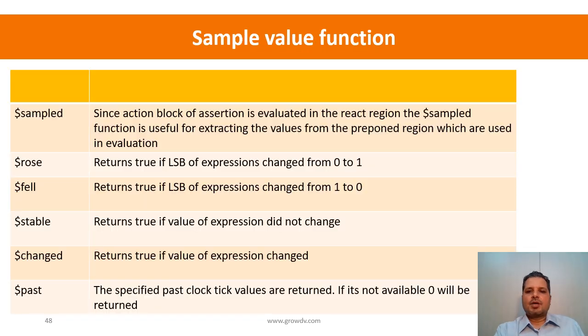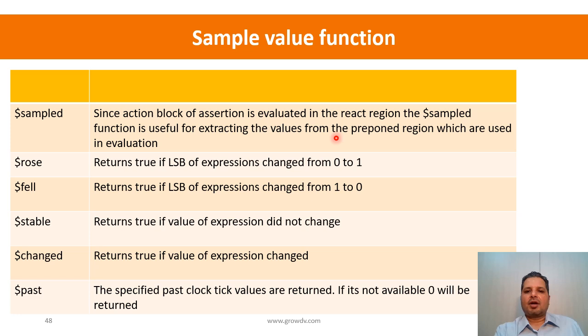We have already used some of these sampled value functions. Let's look at the total number of options available. We have this $sampled function. As we know, the action block of our concurrent assertions executes in the reactive region, and there is a possibility that the values used in the assertion, which were from the preponed region, could have changed. Hence $sampled provides the ability to get the values of the signals used in the assertion from the preponed region.